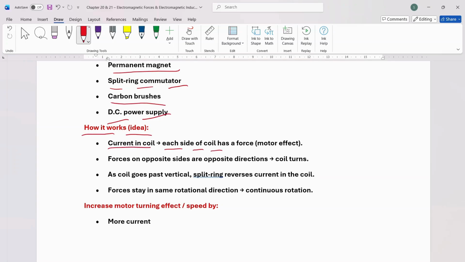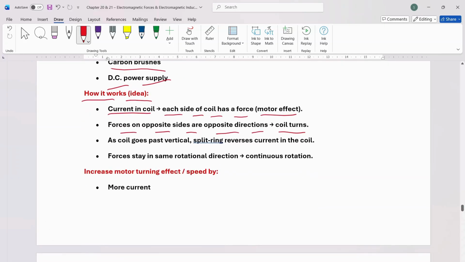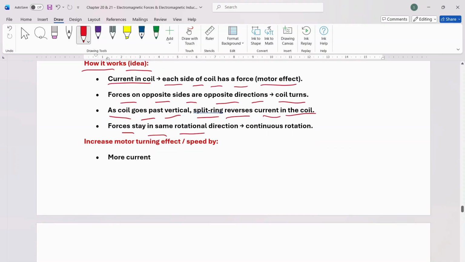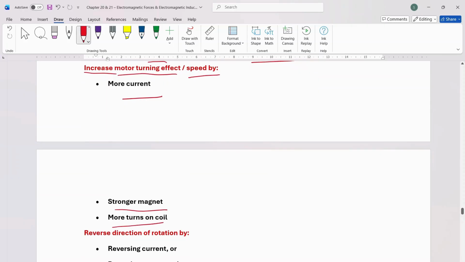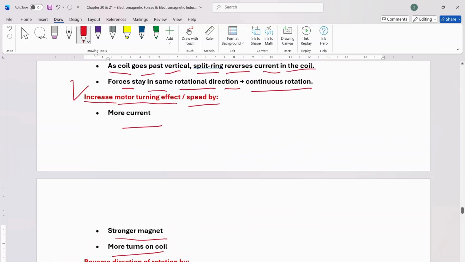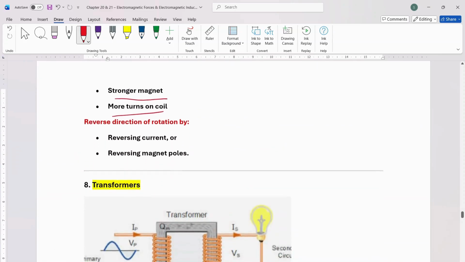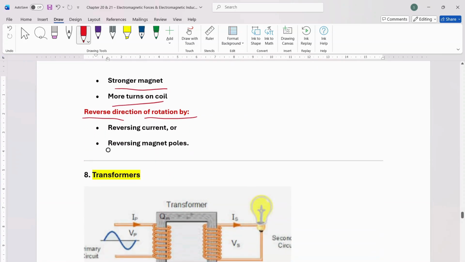Each side of the coil has a force, which is the motor effect. Forces on opposite sides are in opposite directions, so the coil turns. As the coil goes past vertical, the split ring reverses the current in the coil. Forces stay in the same rotational direction, giving continuous rotation. Increase the motor's turning effect and speed with more current, a stronger magnet, and more turns in the coil. Remember these points. Reverse the direction of rotation by reversing the current or reversing the magnet poles.